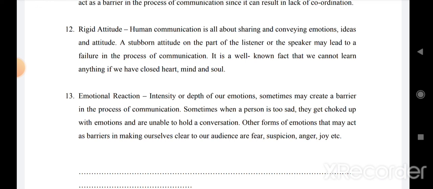The last one, which acts as a barrier, is emotional reaction. Sometimes we lose control over our emotions because of their intensity. If you're too happy or too sad, that can sometimes create a barrier in the process of communication. When a person is too sad, they get choked up with emotions and are unable to hold a conversation. Other forms of emotion can also act as a barrier, like fear, suspicion, anger, joy. So, all these are emotions, and emotions also sometimes act as a barrier in the process of effective communication.